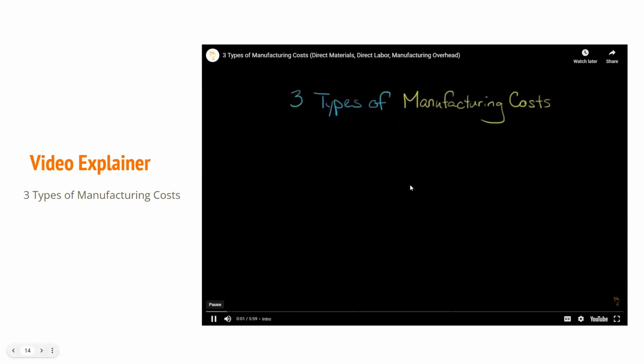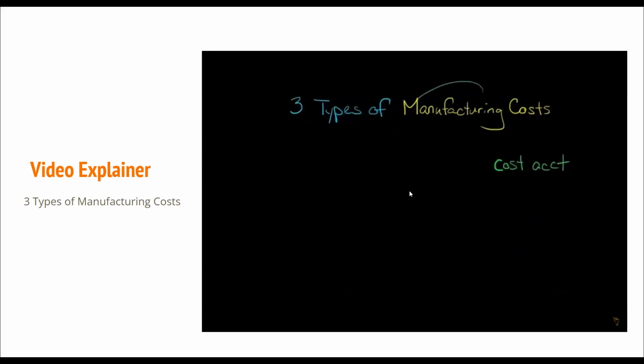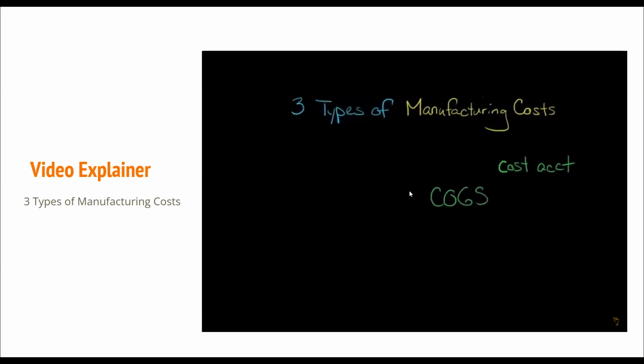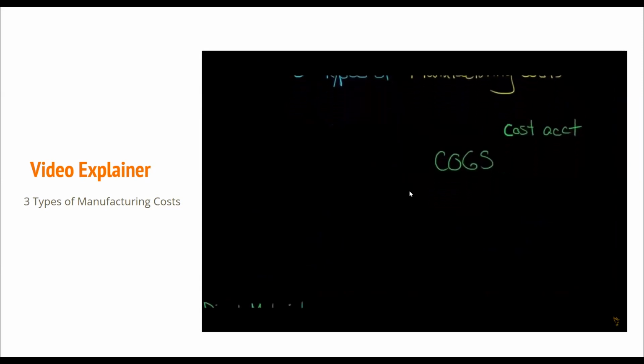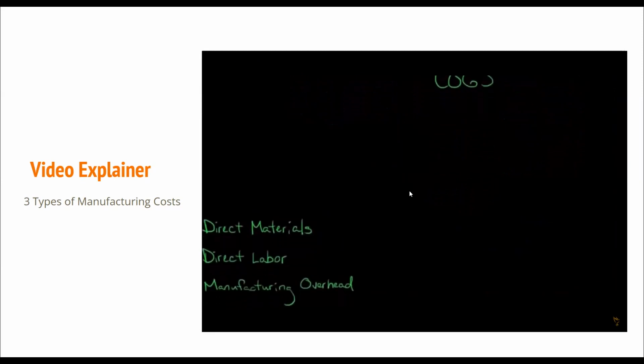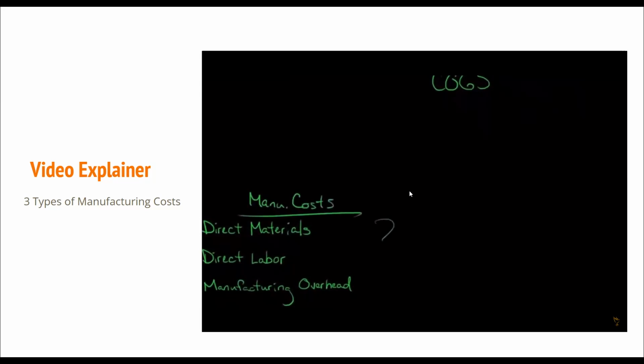So when we talk about managerial accounting or cost accounting, something that's going to come up pretty frequently is this notion of manufacturing costs. They're very important because they're going to be used in calculating something called cost of goods sold. So it's important that we have a fundamental understanding of what manufacturing costs are. Manufacturing costs can be split into three main items: direct materials, direct labor, and manufacturing overhead.